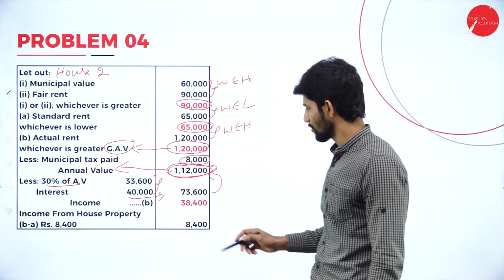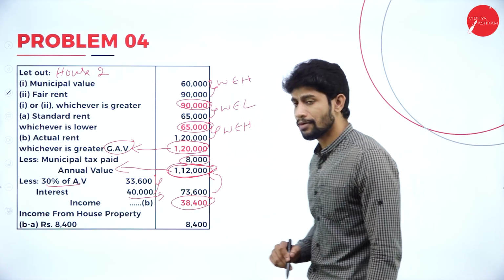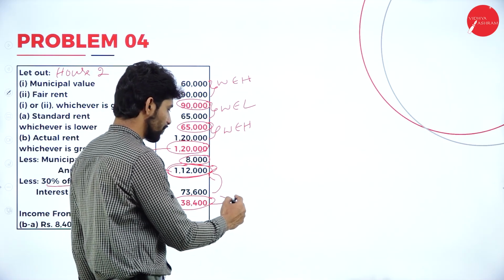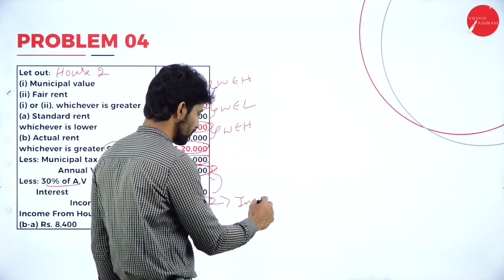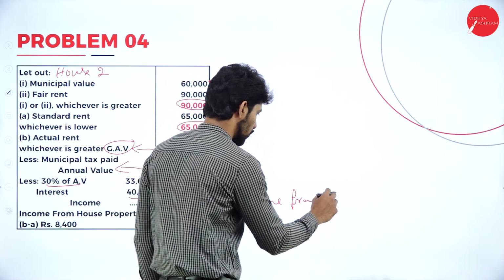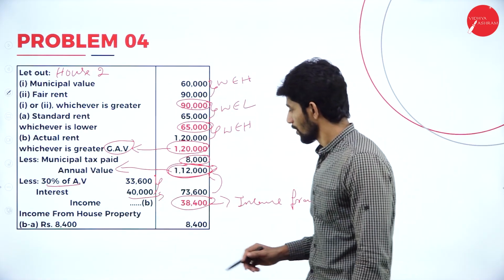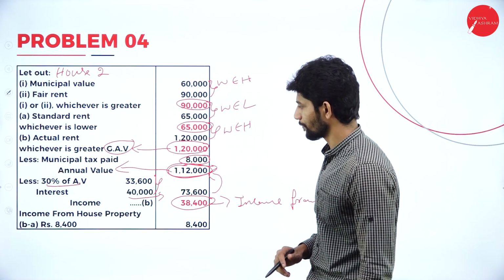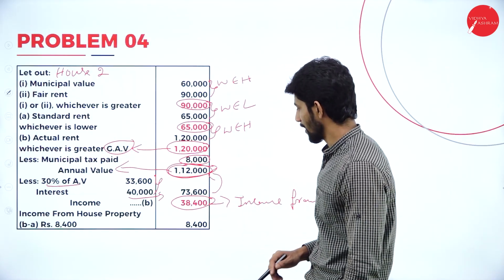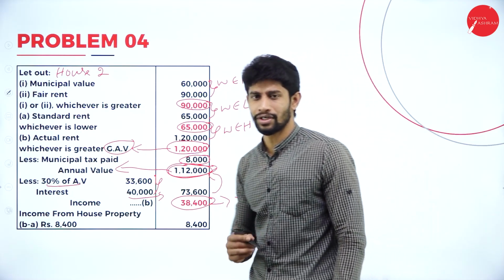You will get the balance of 38,400. That 38,400 is called income from let out property, that is house 2. So set off the loss of house 1, that is 30,000 rupees, against this 38,400.